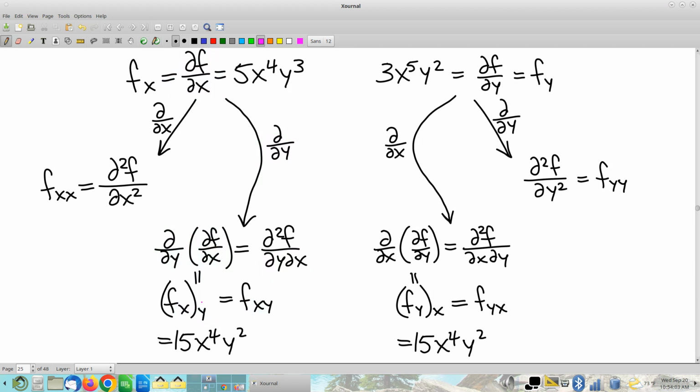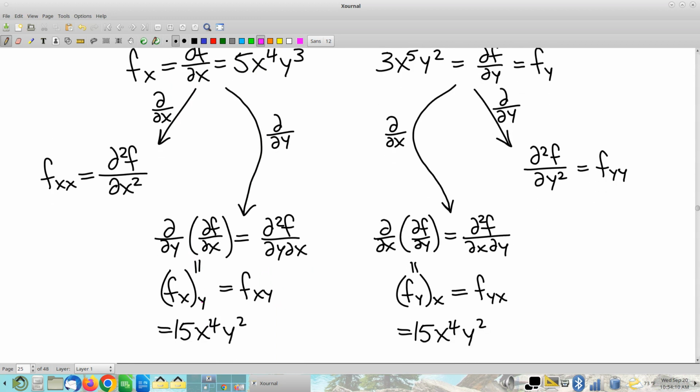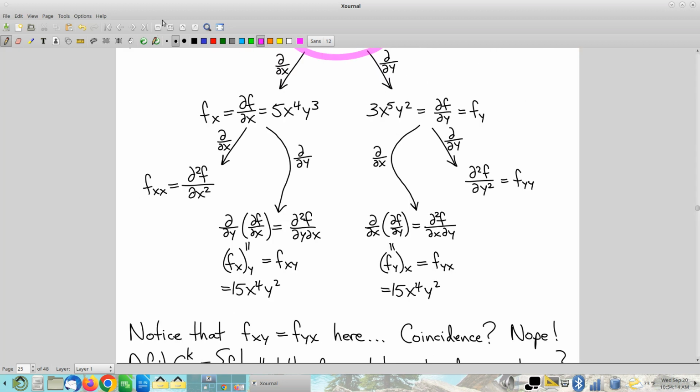Right. Okay. So now you'll notice here, perhaps, that, let's see, I'm going to zoom out so I can kind of fit everything in here.